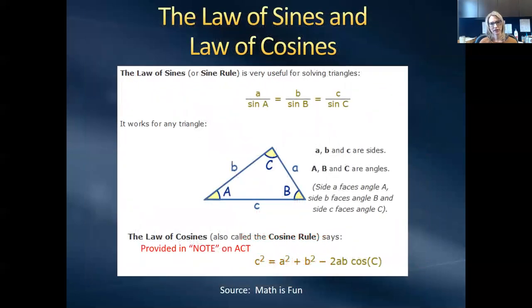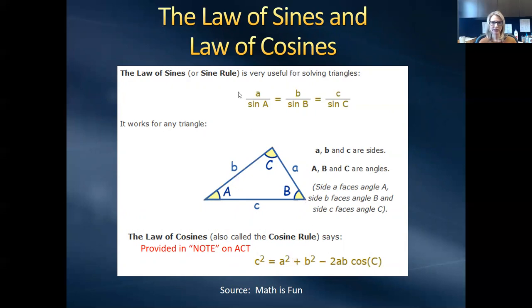Now let's look at the law of sines and the law of cosines. The law of sines, or the sine rule, is useful for solving triangles, and they don't have to be right triangles to use the law of sines. It works for any triangles. The stuff we covered last time on trigonometry was all dealing with right triangles.